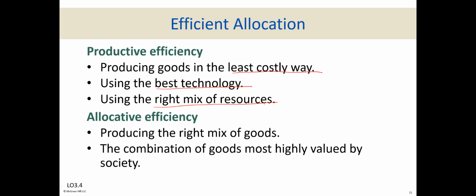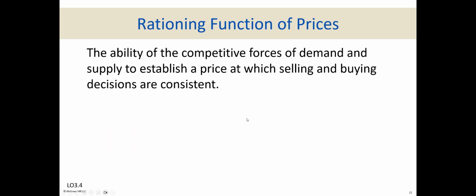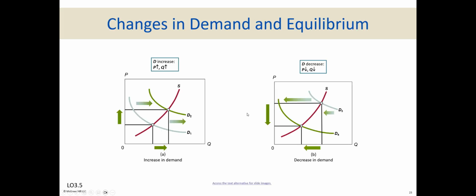And when we look at the equilibrium price here, allocative efficiency and productive efficiency occur in a competitive market because resources are neither over-allocated nor under-allocated based on society's wants. So the rationing function of prices is important. Prices automatically rise and fall and bring a market closer to equilibrium. Prices are the best tool for eliminating market shortages and surplus. So let's look at changes in demand and equilibrium.